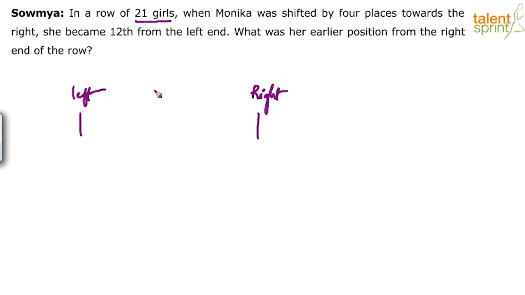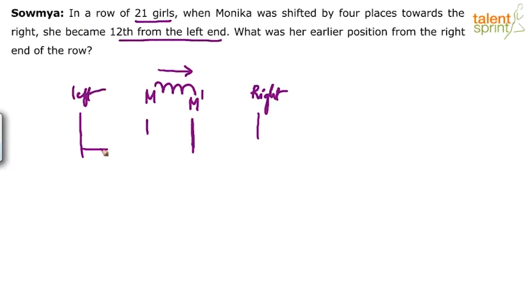Let's assume this is Monika's initial position. She was shifted by 4 places towards the right. So, 1, 2, 3, 4. Monika comes here. This is a new position, M dash. You getting it? Towards the right is this side, right? Now, after shifting, she became 12th from the left hand. So, this is the initial position. You shift her by 4 places, 1, 2, 3 and 4. Then this becomes the new position, and this is 12th from the left hand.